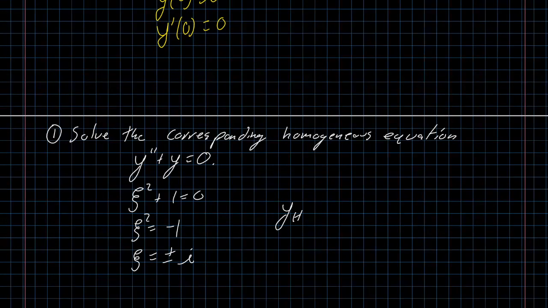So the homogeneous solution, y_h of t, is some constant c1 times the cosine of t plus some other constant c2 times the sine of t. Whenever you have pure imaginary solutions, whatever the coefficient on i is becomes your coefficient on t. In this case, the coefficient is 1, so we don't even have to write anything down.